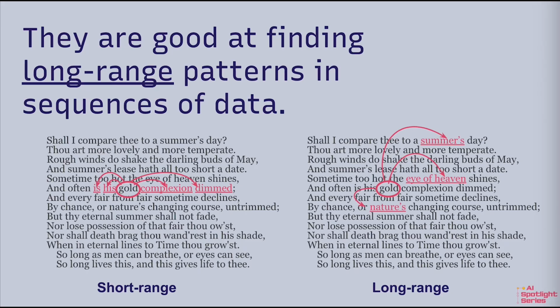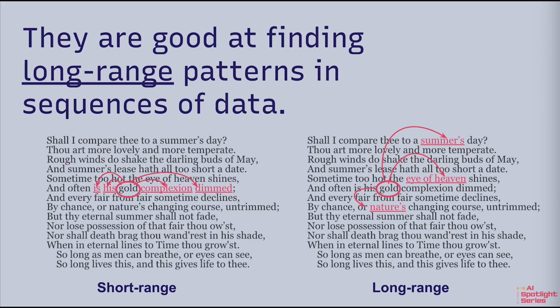So if they were analyzing this famous Shakespearean poem and they were trying to analyze the word gold, they would only look at the words directly around gold. Is his gold complexion dimmed? And the language model might conclude or predict that gold here refers to a person with golden skin. But it turns out if you actually read the entire poem, you realize it's not referring to a person, it's actually referring to the sun.